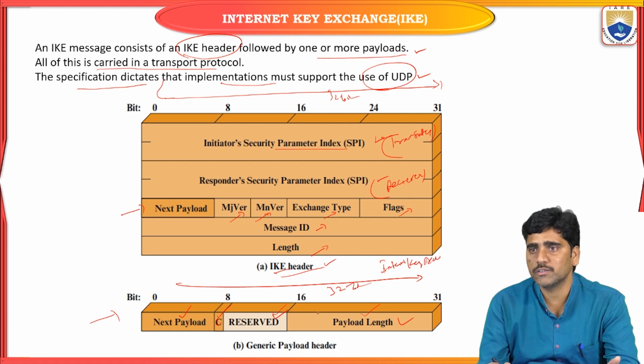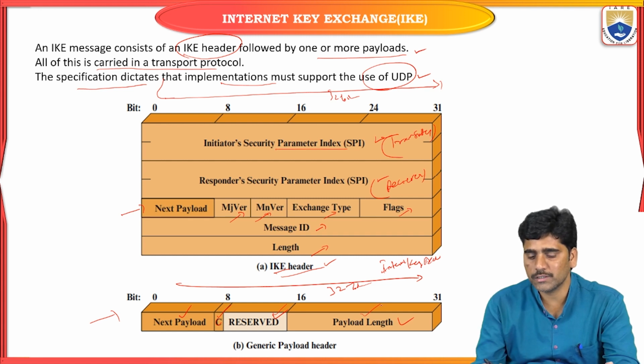The payload header contains the next payload, the checksum, the reserved field, and the payload length field.